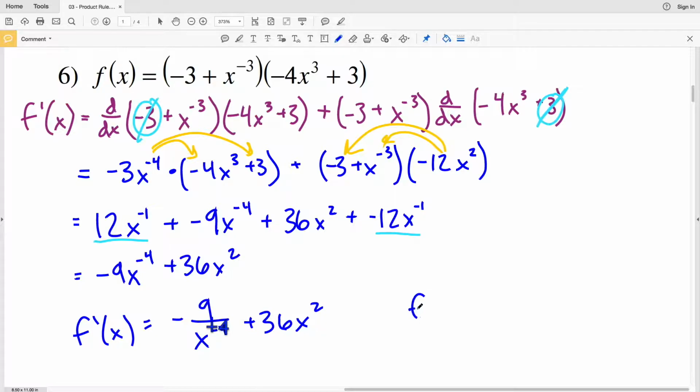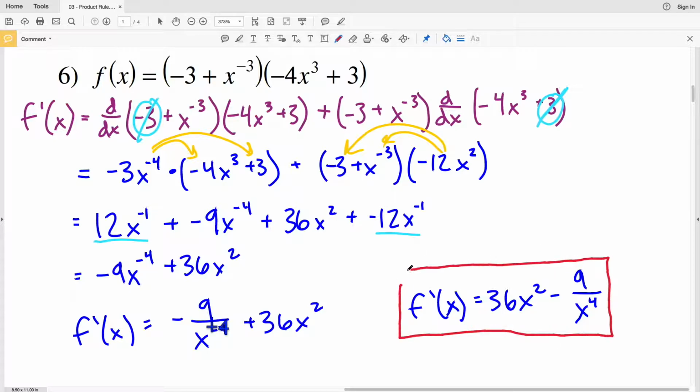We could also write this as 36x squared minus 9 over x to the fourth, if you wanted our degree of 2 in front of our degree of negative 4. So 36x squared minus 9 over x to the fourth.